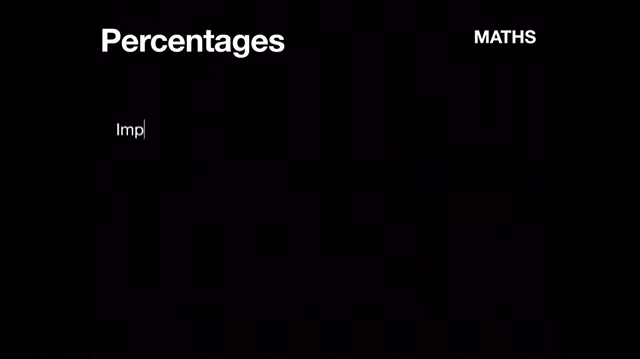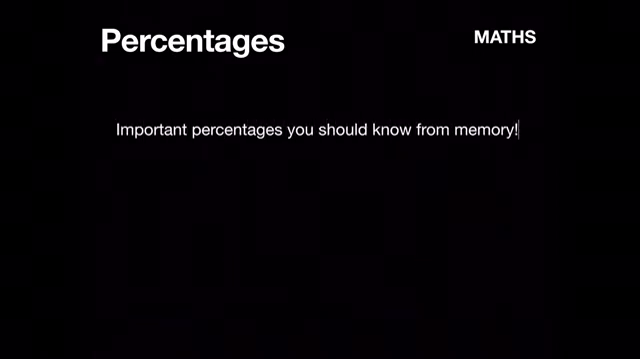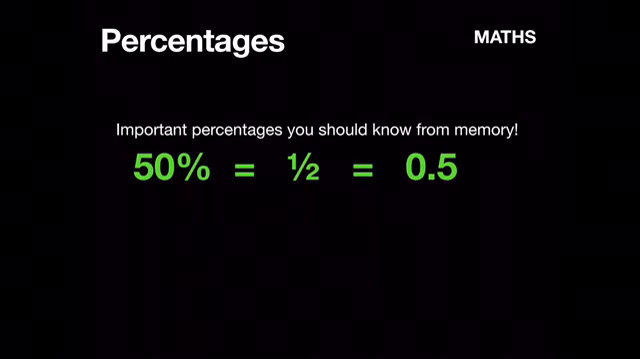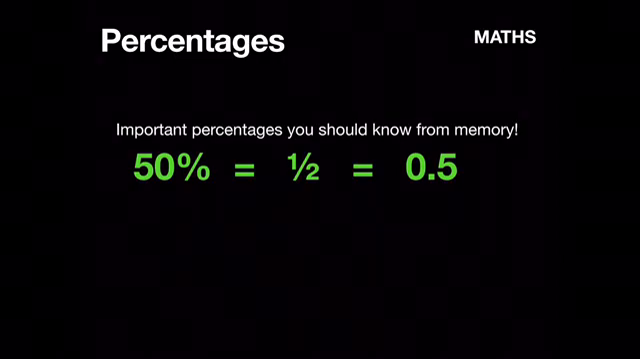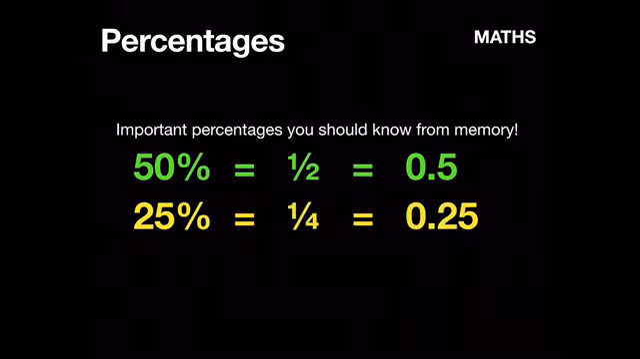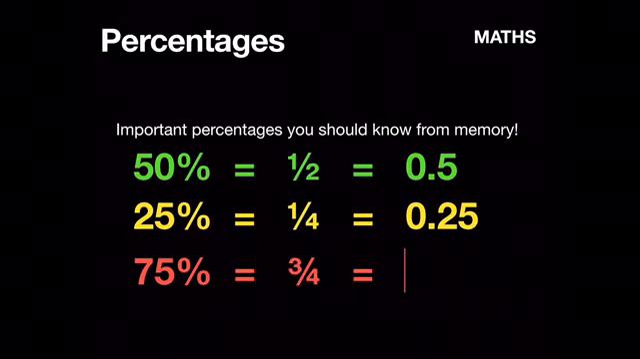I'm going to leave you with these important percentages you should know from memory. You probably know a lot of these already. But just 4 basic ones that you should really know. 50%, which is a half, 0.5. 25%, which is a quarter, or 0.25. 75% is 3/4, or 0.75.